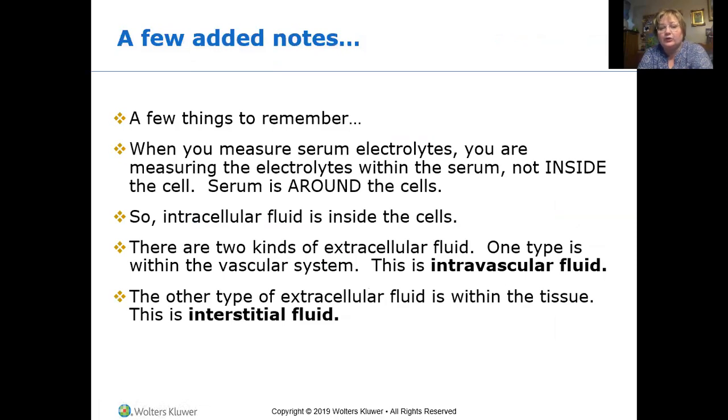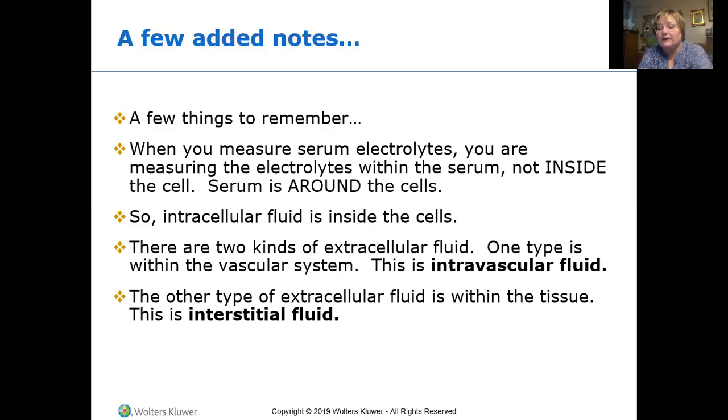So just remember, when you are measuring serum electrolytes, you are measuring them within the serum or plasma, not inside the cell. The serum is around the cells. Intracellular fluid is inside the cells, and it's going to have a different electrolyte composition than the fluid outside of the cell.